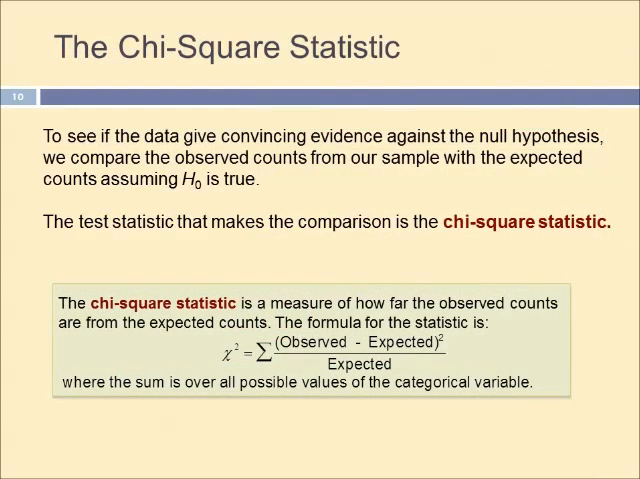To see if the data give convincing evidence against the null hypothesis, we compare the observed counts from our sample with the expected counts, assuming the null hypothesis is true. The test statistic that makes the comparison is called the chi-square statistic. And it is a measure of how far the observed counts are from the expected counts. And the formula for the chi-square statistic is the sum of the observed minus expected squared divided by the expected. And that's over all of the possible values on the categorical variable.